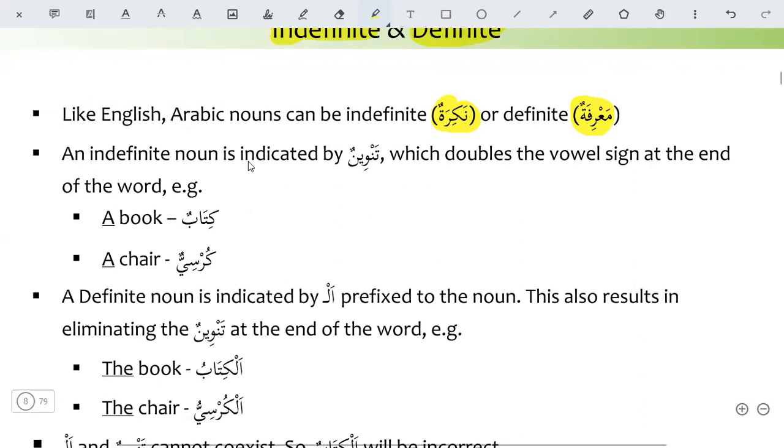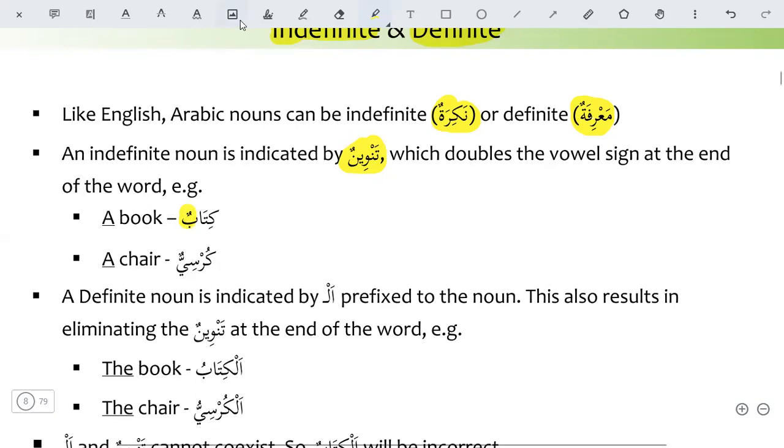An indefinite noun is indicated by tanween, as we learned in the first lesson of this book. There is a tanween at the end of the noun, on the last radical, which doubles the vowel sign at the end of the word, like kitabun. At the end of kitab there is a double vowel, double dhamma: kitabun.